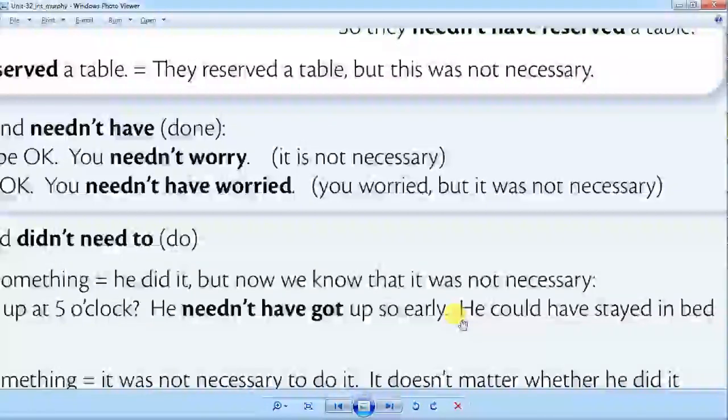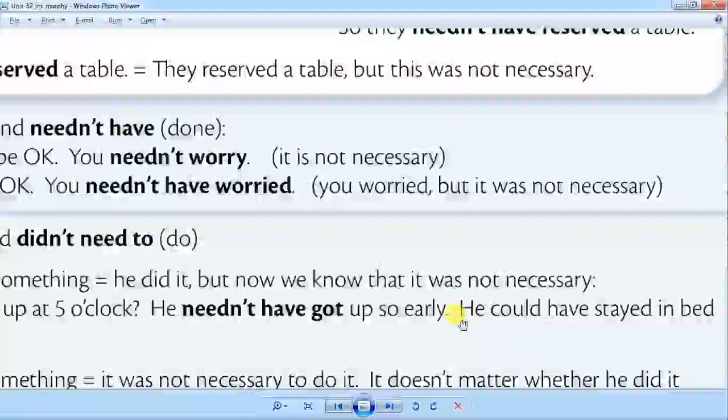Now you tell me. Look, you didn't have called. You needn't have called him. You tell me, look, you needn't have brought me this present. You didn't have brought the present for me. Okay, thank you. You didn't have brought the gift for me.